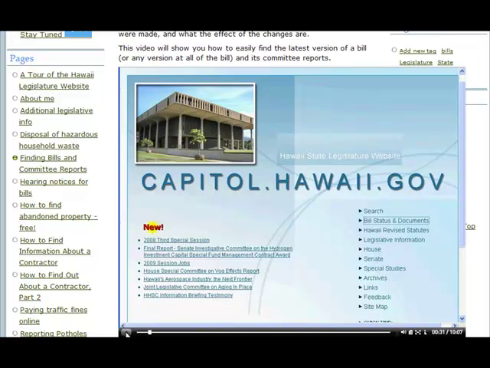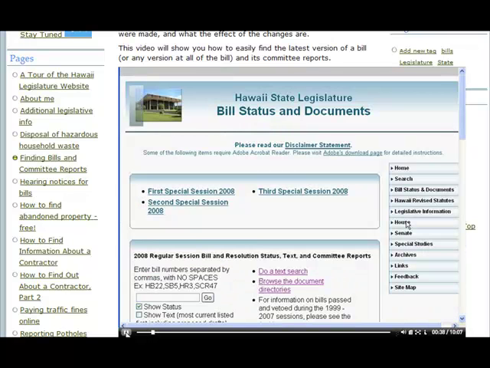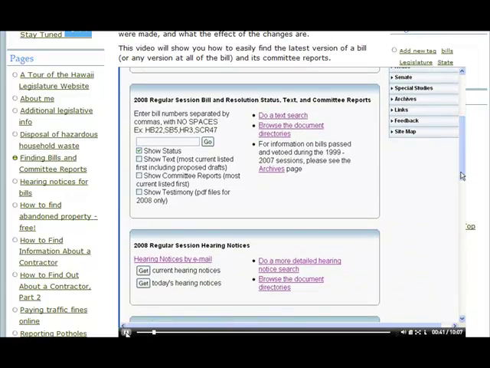So again, we start at capital.hawaii.gov, our legislature's website, and go down to Bill Status and Documents. We'll scroll down to the window where it talks about bills and resolution status, text, and committee reports. The default checkbox here is for status, but we looked at that last time. So now we're going to click the links for text, committee report, and testimony.